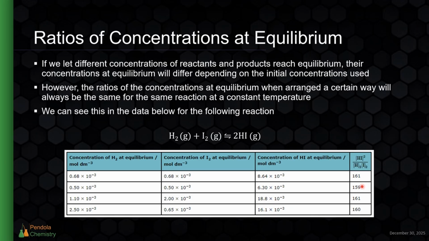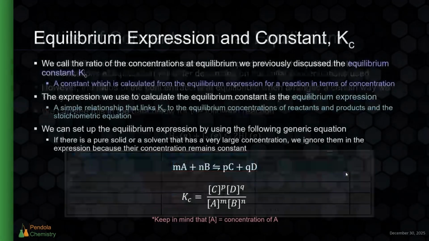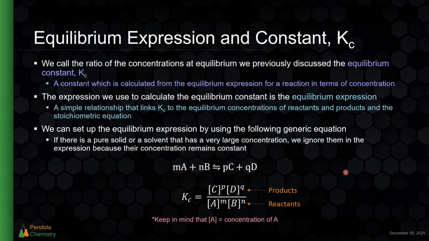So this 161, 115, 159, 161, 160, these are the equilibrium constants for this reaction. Obviously, they're not going to be perfect. They do vary a little because of both practical and mathematical error, but they are going to be roughly constant. They will roughly always be the same. So we look here.